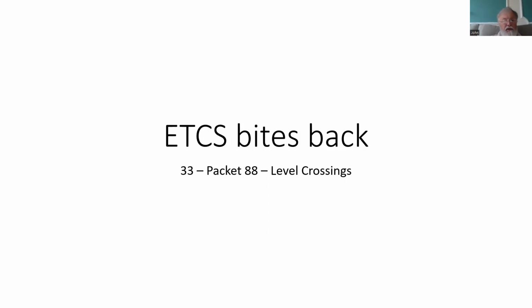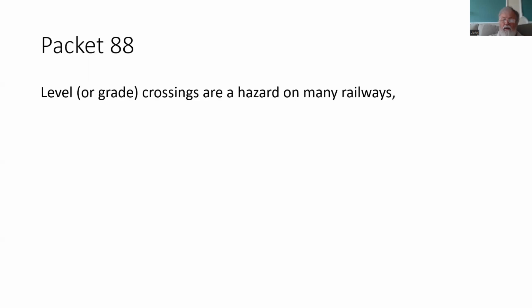In a comment on a previous ETCS video, I was asked to look at packet 88, the level crossing packet. So here goes. Packet 88 was introduced in baseline 3, in response to the fact that level crossings, sometimes called grade crossings, are a hazard on many railways. And there was a desire to use ETCS to provide better protection.